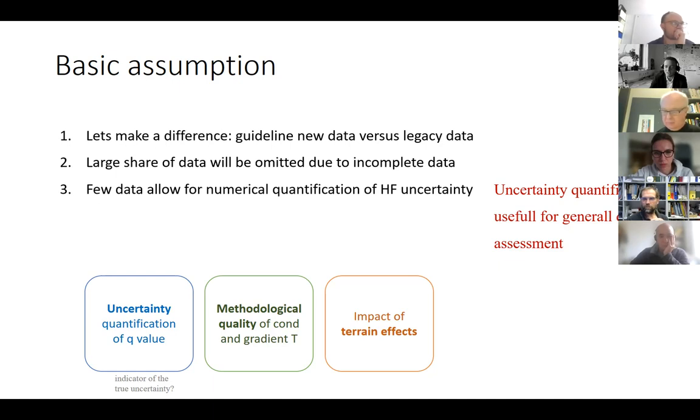Okay. So from this point of view, we see that we have different pillars when it comes to quality of heat flow. The one could be, of course, the uncertainty quantification, but only for a small share. The second one could be looking at the technical robustness or reliability of the methods applied for conductivity or temperature gradient. This means one checks how scientifically robust the methods are that are used to determine a representative conductivity value or a representative temperature gradient. And independently, but importantly, beside this, there is the impact of terrain effects, obviously. And the question is whether we find a workflow or a quality scheme that considers those different aspects that exist in parallel. That is a big challenge, I think.